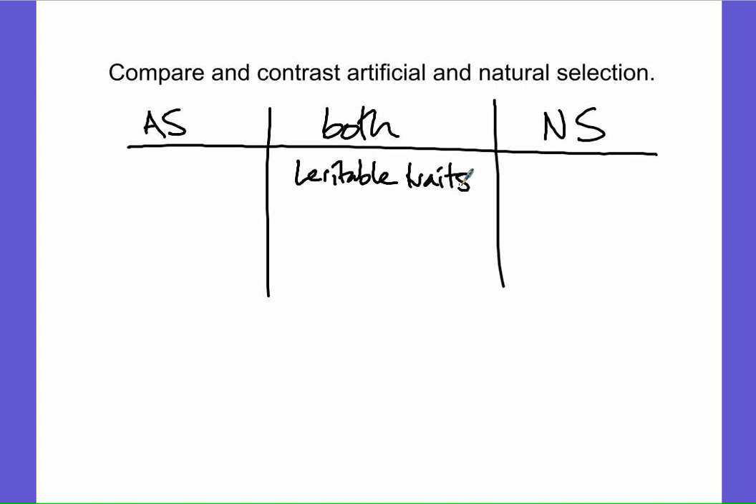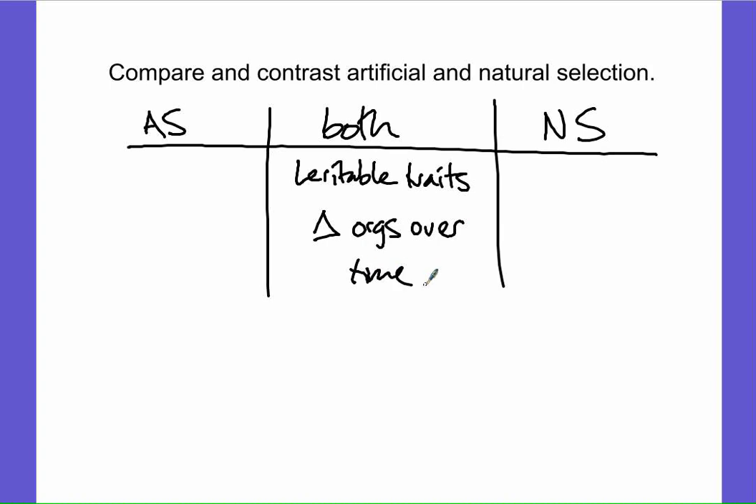Because obviously, if you look at the names, they both select for certain traits. But those traits also need to be heritable. They need to be passed on to the next generation, or they would have no effect on that species. They wouldn't change that species. And that's the second part that both have in common. Both change organisms over time.